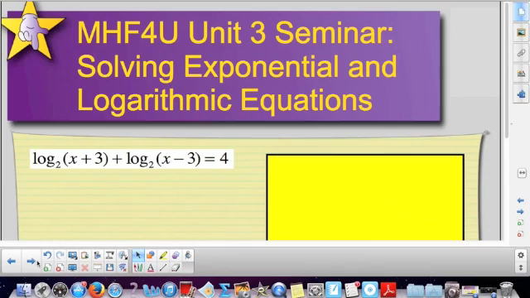Okay. Let's do one with multiple logarithms. We're going to be using quadratics again. And then we'll tackle one with a square root and fraction. And then we'll move on to word problems, okay?